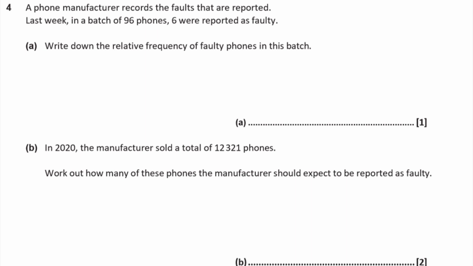Okay, well, relative frequency is given as successful trials divided by total trials. Now successes doesn't necessarily mean a good thing, it just means the one we're talking about. So in this case, success is that the phone is faulty, weird but true.